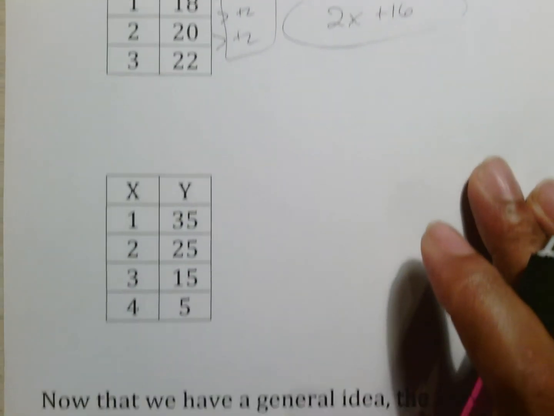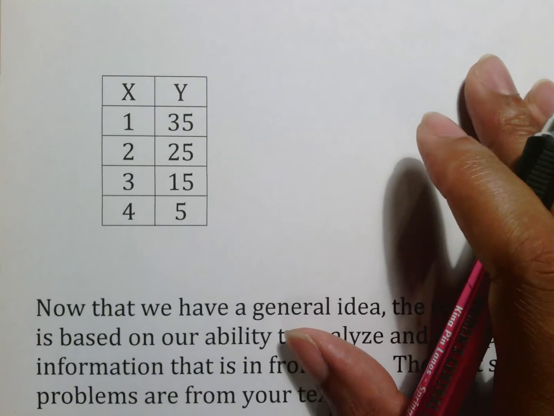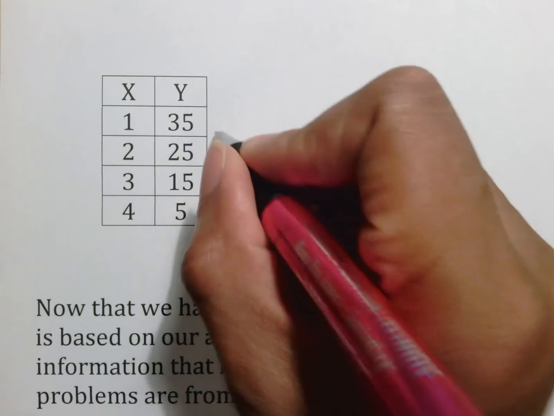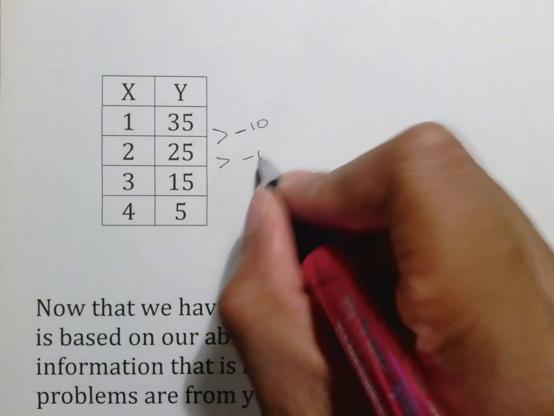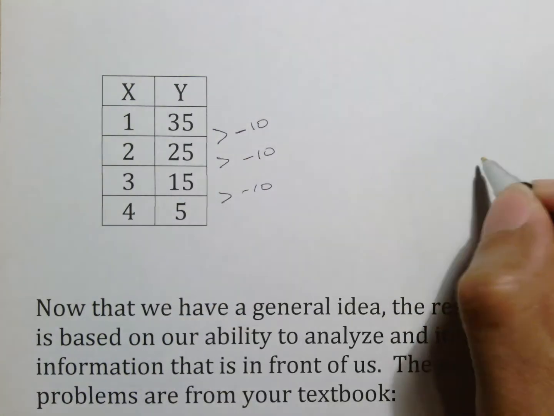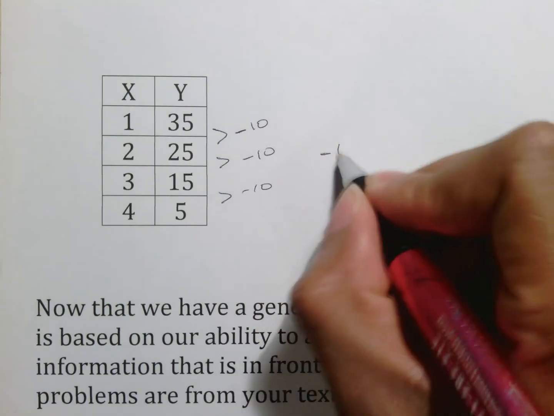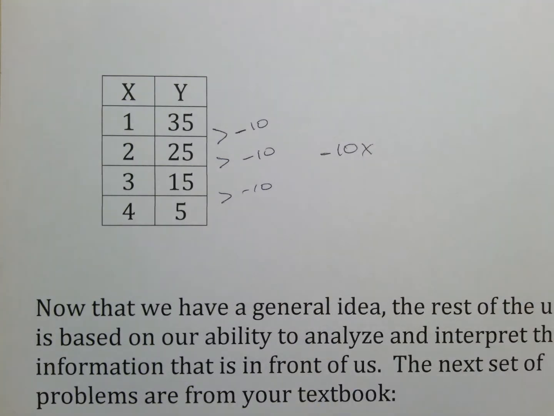So again, the general steps are not that bad. You just have to make sure that you understand how to use this common difference. Looking at this common difference, we are going down 10. Make sure you recognize that that is a negative 10. Going down 10 again. Going down 10 again. This is a negative rate of change, which is why we'll start off with negative 10x.